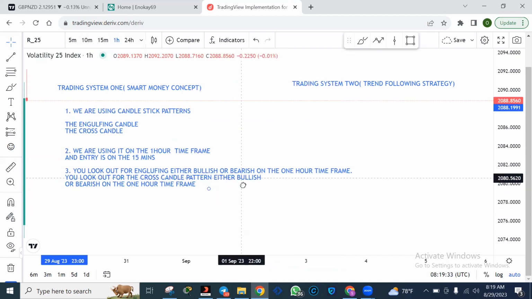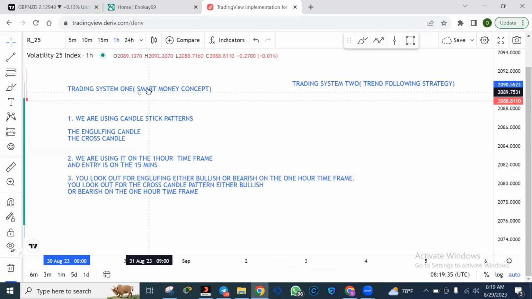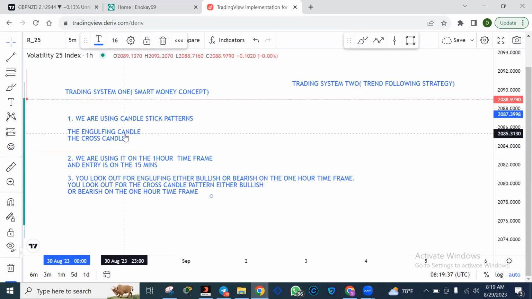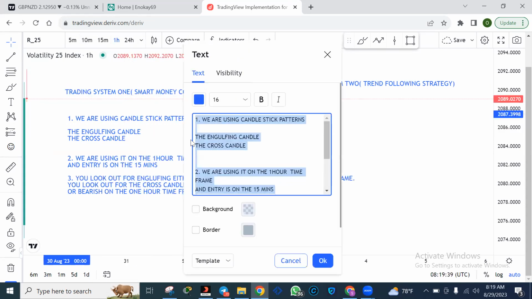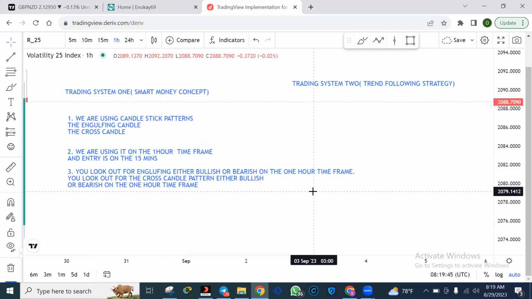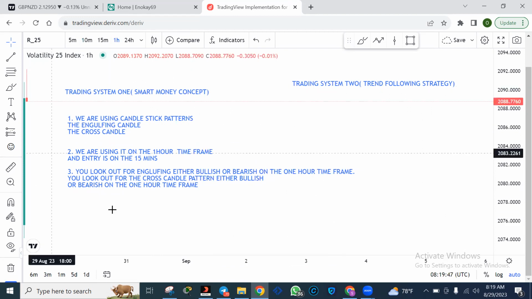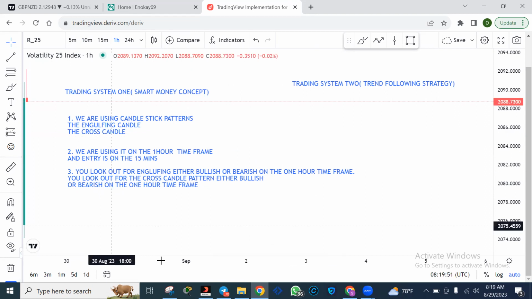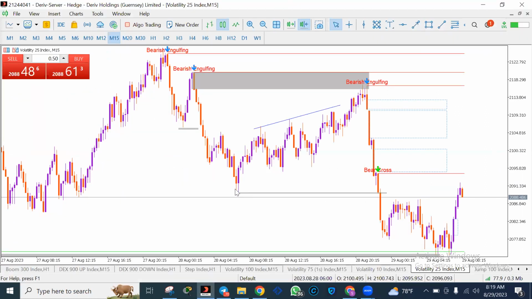So for trading system one, we are using candlestick patterns. And the good thing is we have an indicator that would show you this pattern, so you are not trying to figure it out yourself. Else, I would have been drawing how the candlestick pattern looks. So if we go to the chart, let's go to the 1 hour time frame.